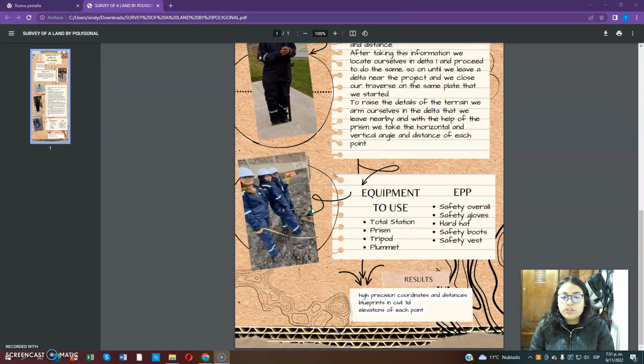Equipment to use: total station, prisms, tripod, plumb bob, safety overall, safety gloves, hard hat, safety boots, safety vest.